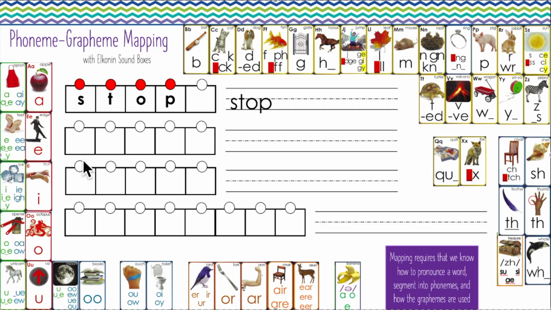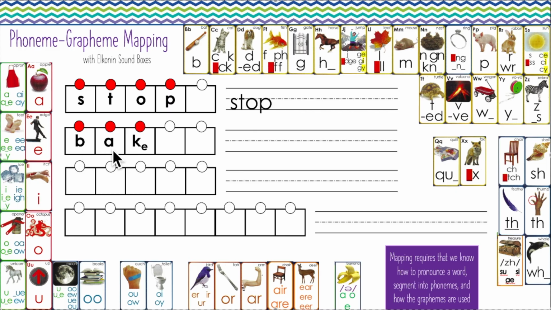Let's count our sounds. B, A, K. We have 3 sounds. We're going to represent 3 boxes. And let's start with our first sound. Our first sound is B. We're going to use a B. Our second sound is A.